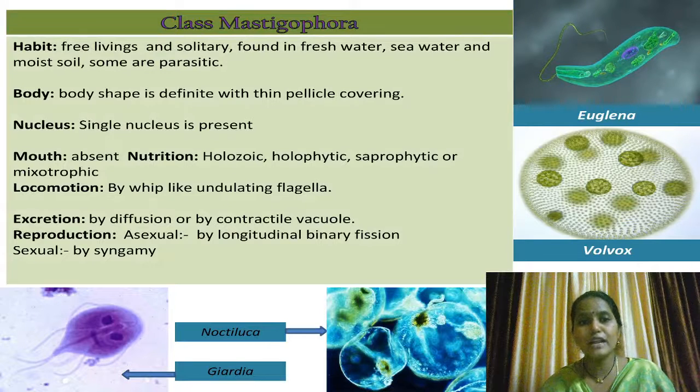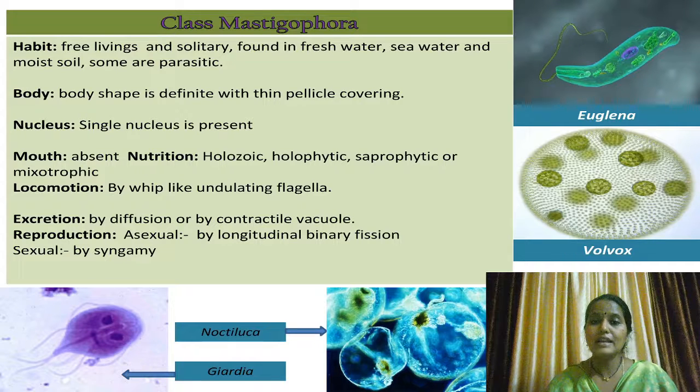These animals are also free living, solitary. They are found in freshwater, seawater, and in moist soil. Some forms are also parasitic in class Mastigophora. Body shape is definite with the pellicle covering. Single nucleus is present in this organism. Mouth is absent. Nutrition can be holophytic, holozoic, saprophytic, or mixotrophic. Locomotion occurs with the help of whip-like undulating flagella. Excretion occurs by diffusion or by contractile vacuole.